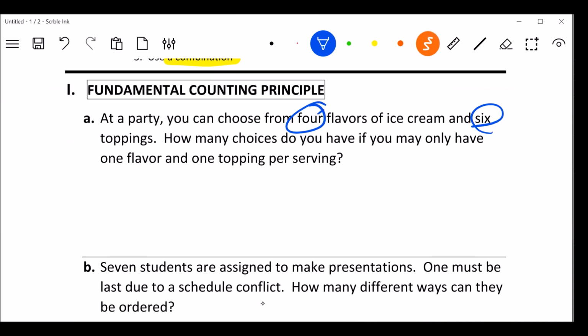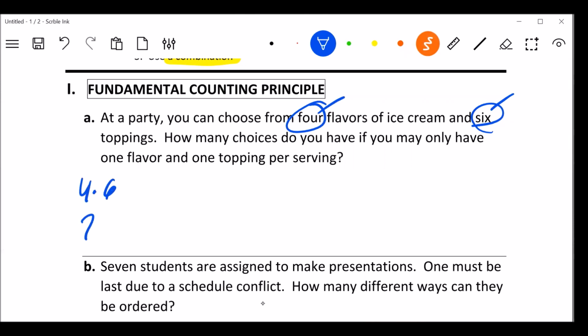You may only have one of these and one of these. Well, very simply, that's 4 times 6, so it's 24. And that's how easy this is. You simply multiply how many you can have of something and how many of another.